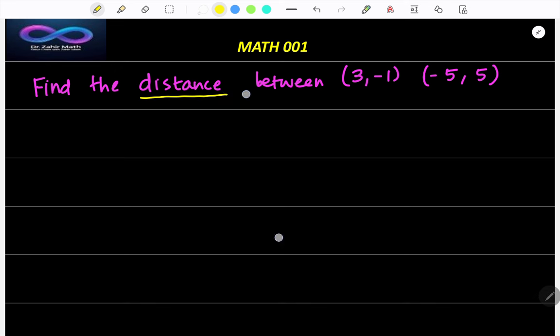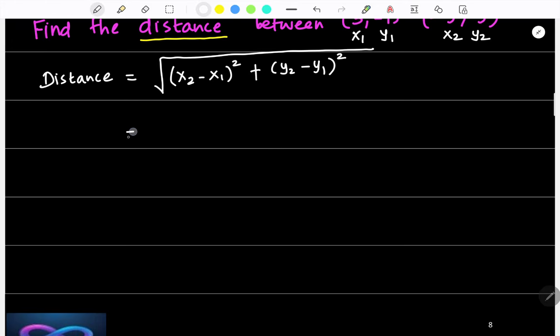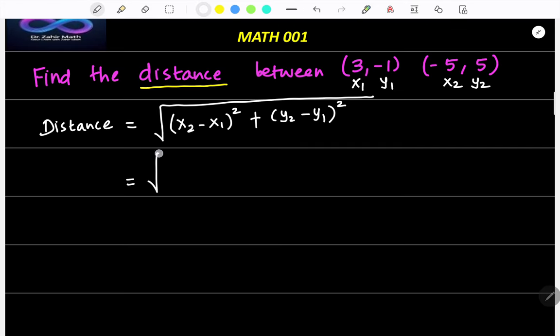What is the formula for the distance? Distance is equal to, if I call this x1, y1 and this x2, y2, the square root of (x2 minus x1) the whole square plus (y2 minus y1) the whole square. So this equals x2 minus x1.